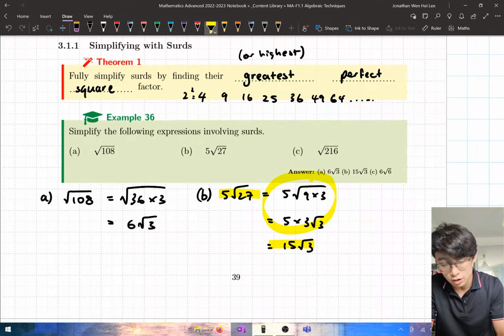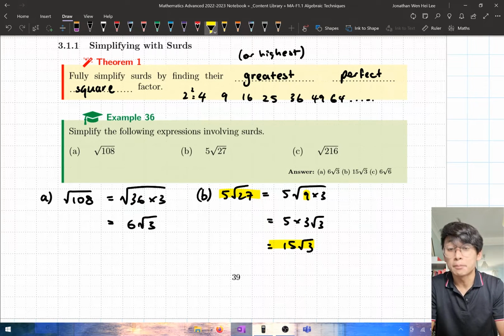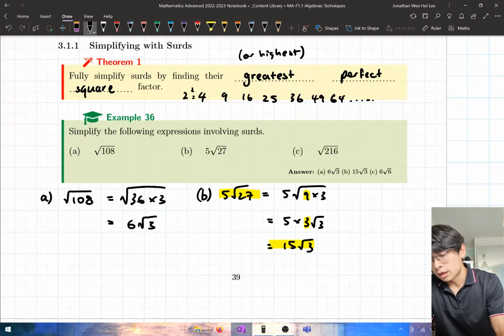I just wrote out these additional steps just so you can see what I did here in separating 27 into 9 and 3, and then pulling out that square root 9, which is 3, out to the front, and then multiplying the 2 at the end. Okay, let's have a look at C.